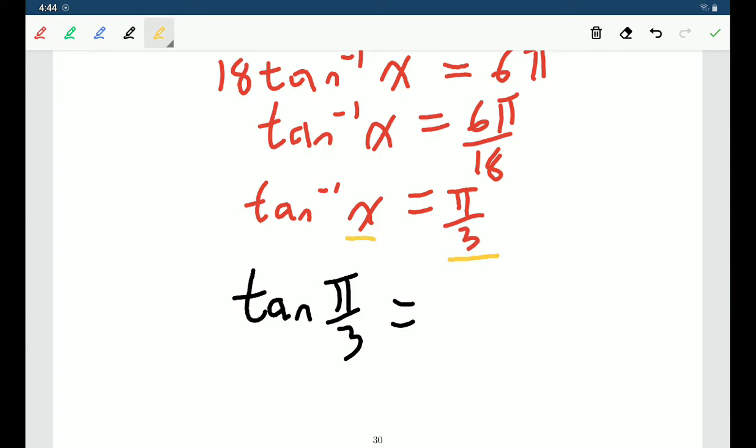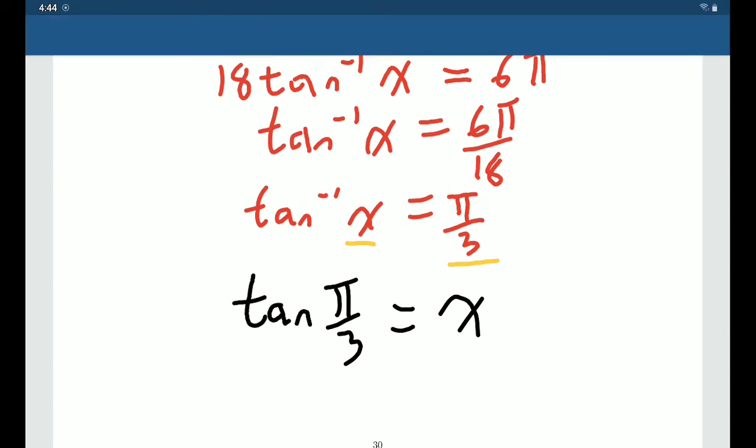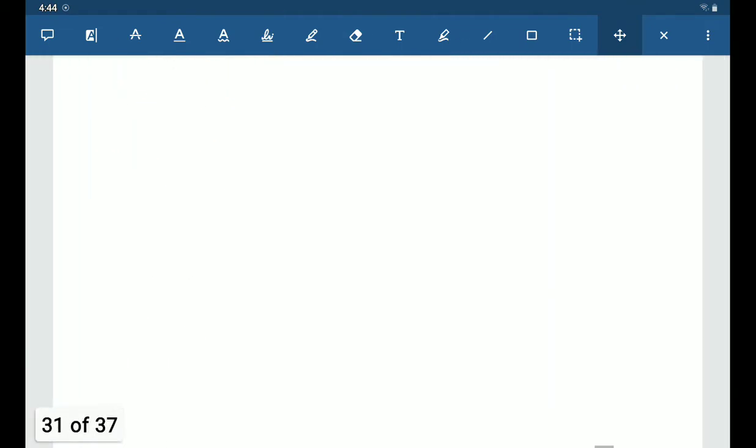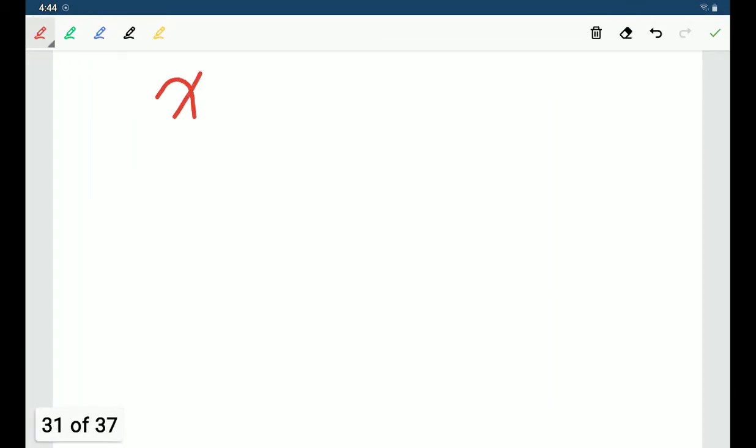Instead of x being the input for tangent inverse, x will be the output for tangent. So now we have tangent of pi over 3 is equal to x. So the only thing left for us to do now is, since we want to know what x is, and x was tangent of pi over 3, we just need to evaluate tangent of pi over 3.